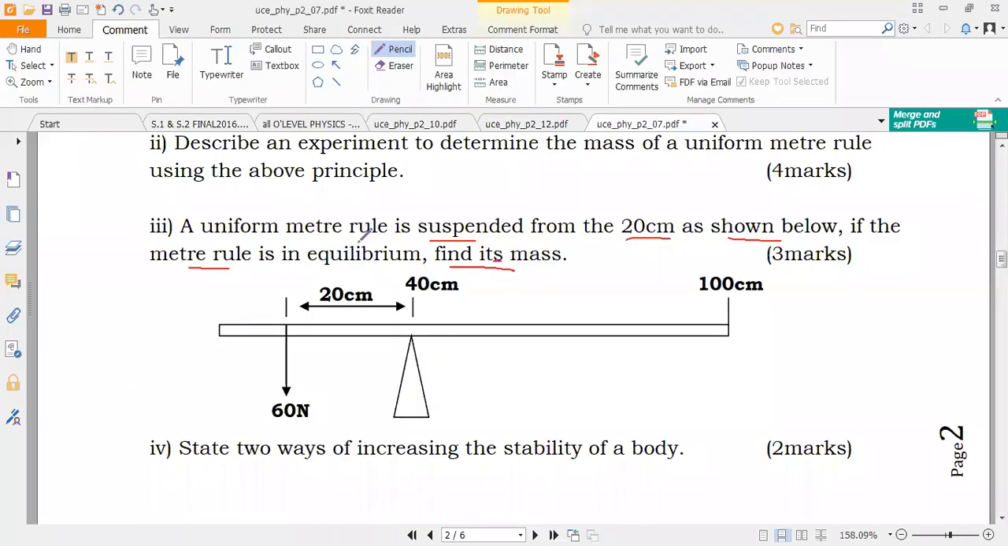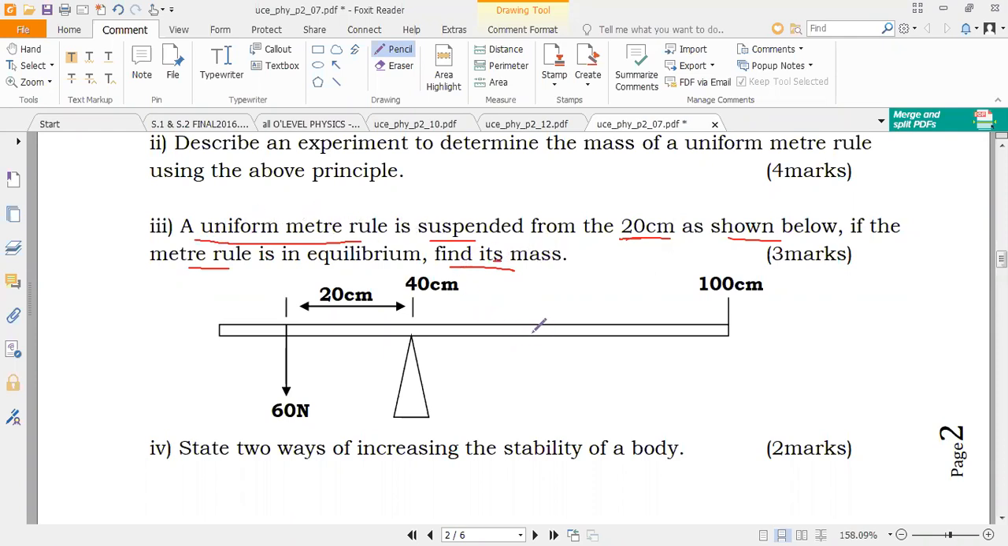Okay, a uniform meter rule is suspended from 20 centimeters as shown. If the meter rule is in equilibrium, find its mass. So we said if a meter rule is uniform, it means that its weight acts at its center.